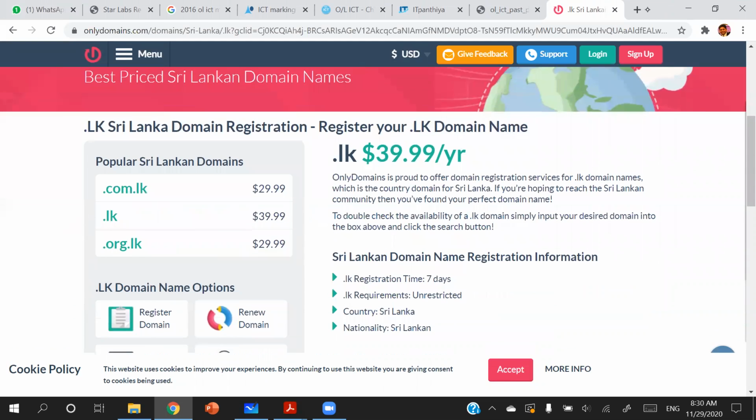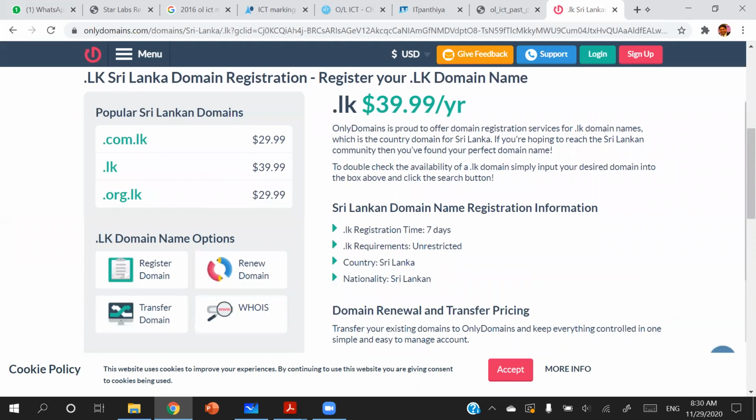like you have an annual payment to do regarding a domain, right?